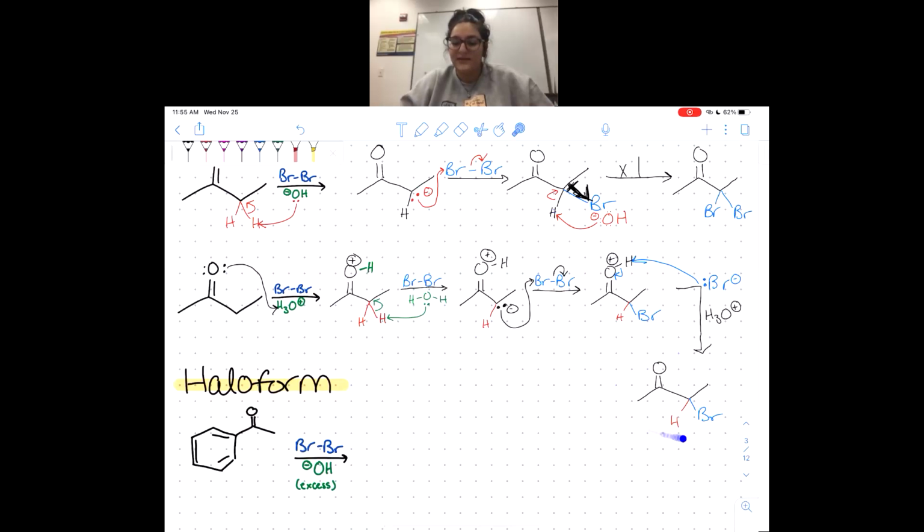In this case, what do we have left in solution? We have two different acids. We have H3O plus and HBr, right? So in order for this to react again, we have to protonate the carbonyl and then do all these different steps. That's not going to be very favorable, especially because we have this right here stealing all the electron density.